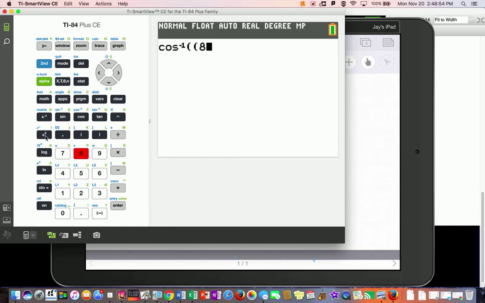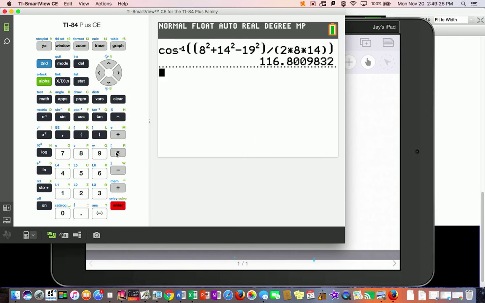That's 8 squared plus 14 squared minus the 19 squared. Now I'm going to close the top. So notice the top is also in its own parentheses. Divide by. The bottom is 2 times 8 times 14. And again, close the bottom, technically close the whole cosine inverse, and I get 116.8.